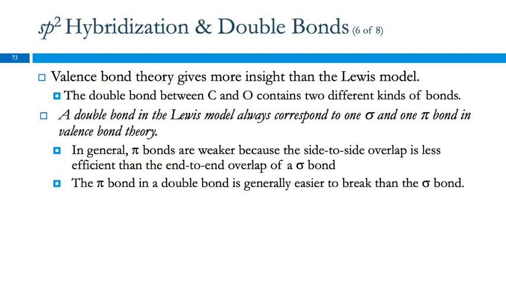In general, those pi bonds are weaker because they don't overlap as well, right? It's like they're kind of leaning sideways to overlap instead of coming head on. So the sigma bonds are stronger. And we observe in real life that the pi bond is easier to break than the sigma bond. So you can break one of the bonds and not the other, and that's an important idea for OCHEM.